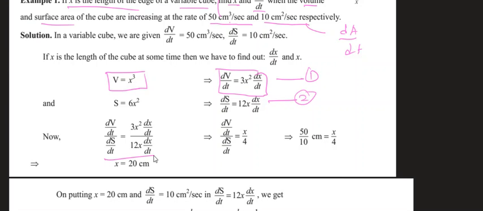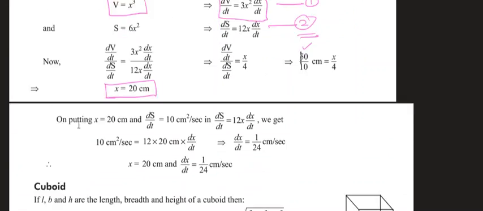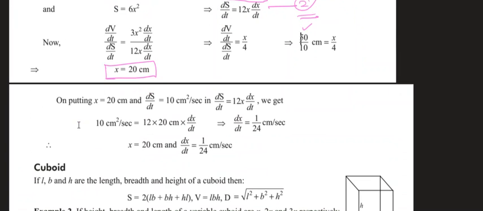Now we have got the value of x here, and this can be substituted in this equation, that is equation number 2, where you have dS by dt. We have the value of dS by dt, then 12x, 12 into x is 20. Okay, and dx by dt can also be found out, which is nothing but 1 by 24. So just substituting you will get it. Okay, right. So we have now x and dx by dt.